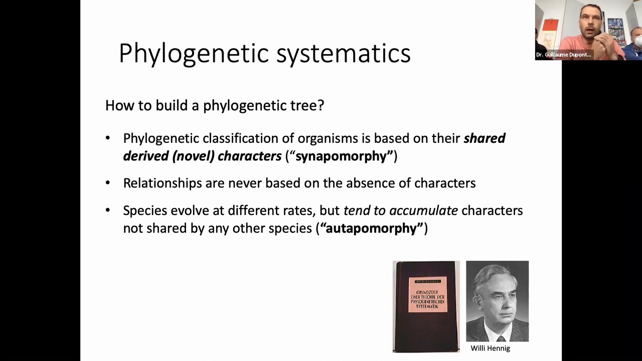This classification of organisms is based on shared, derived, or novel characters, which Hennig called synapomorphies. Relationships on trees are never based on the absence of characters. And even though species evolve at different evolutionary rates, at some time they will accumulate differences which are not shared by other species. So these are unique characters.